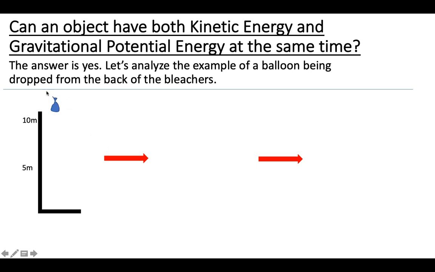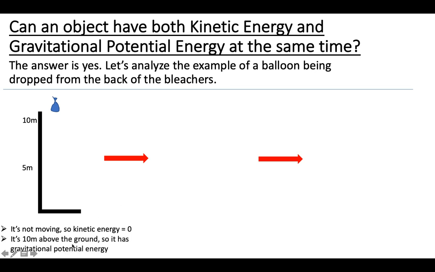Okay, so if we're still holding on, we have not let go. That means it's not moving, right? So its kinetic energy equals 0. It's not moving, so it has no kinetic energy. But it's 10 meters above the ground, right? It's got some height. So that means that it does have gravitational potential energy.